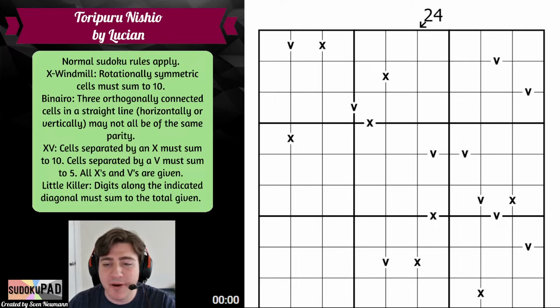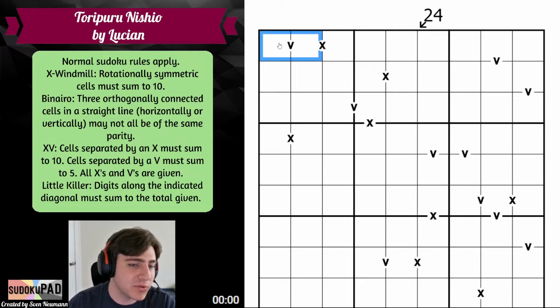Then we go to some more normal rules, maybe more familiar rules, you could say. Cells separated by an X must sum to 10. Cells separated by a V must sum to 5. All X's and V's are given. So these are our XV rules, except we have a negative constraint. So these two cells separated by the X must sum to 10. These two cells separated by the V must sum to 5.